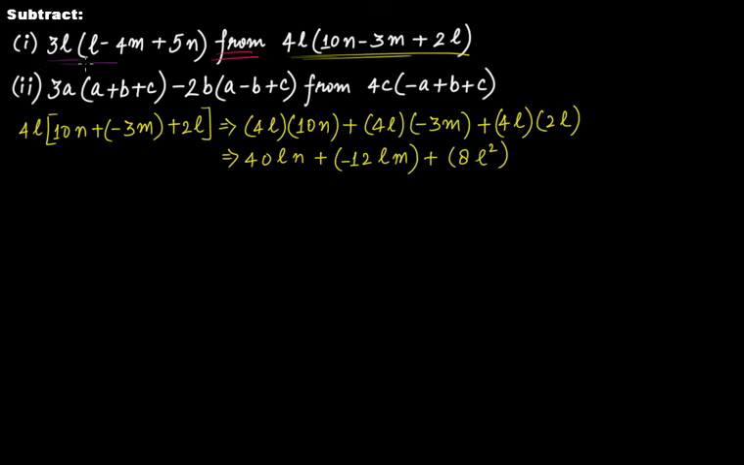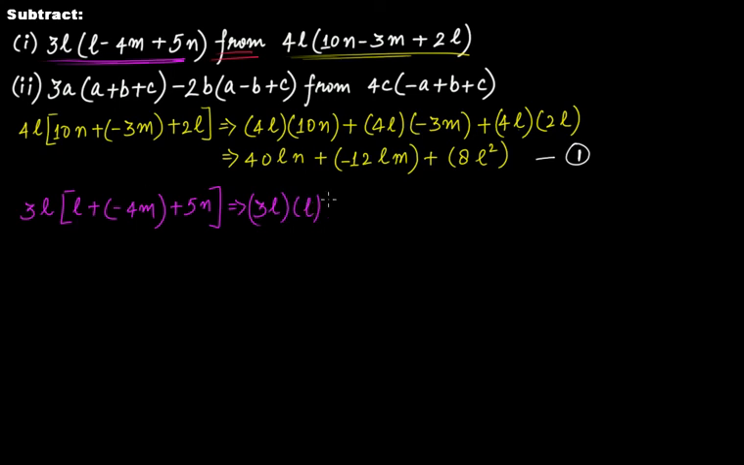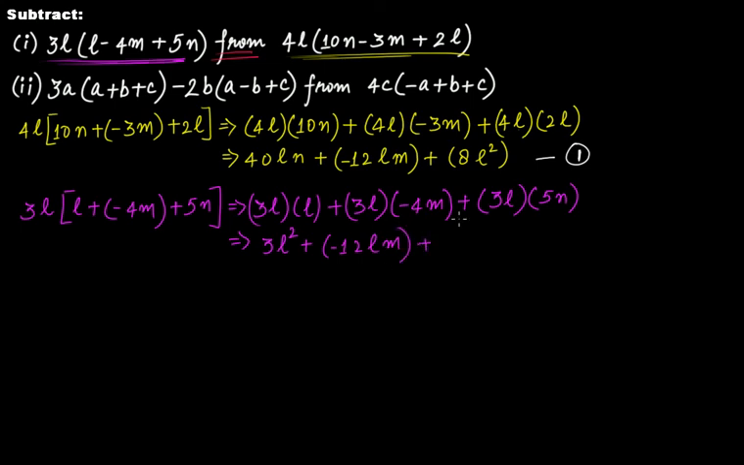Now let's deal with this second expression that you have to subtract from this one. So this is the first simplified form of this first expression. Now here you have 3l multiplied by the bracket l plus minus 4m plus 5n. Let's multiply. You have 3l multiplied by l, then plus 3l multiplied by minus 4m, then plus 3l multiplied by 5n. This is 3l squared plus 3 times minus 4 is minus 12, then you have l and m, plus 3 times 5 is 15 and l n. So here you have the simplified form of the second expression.